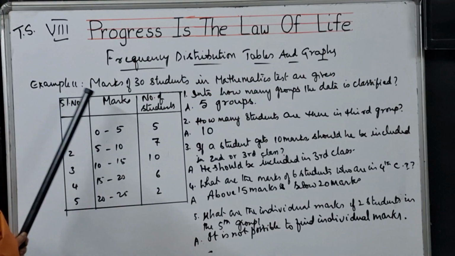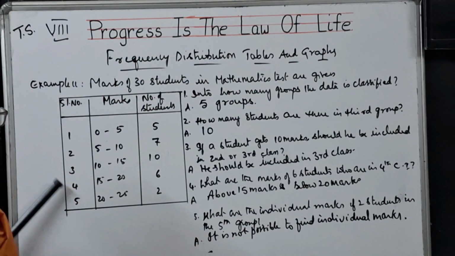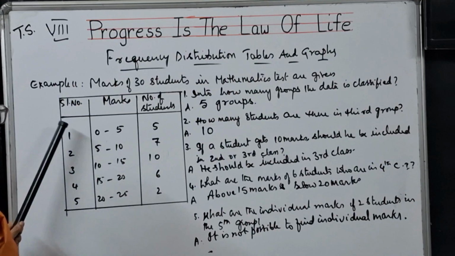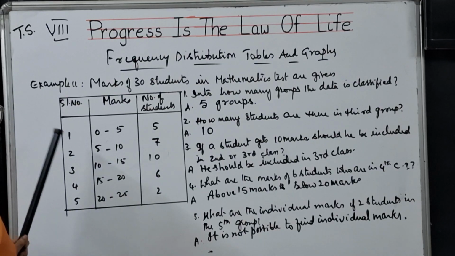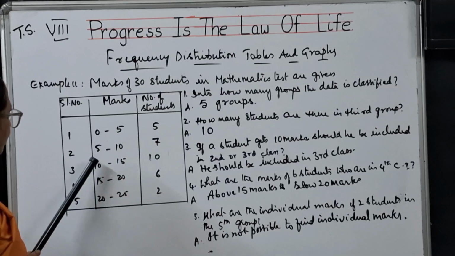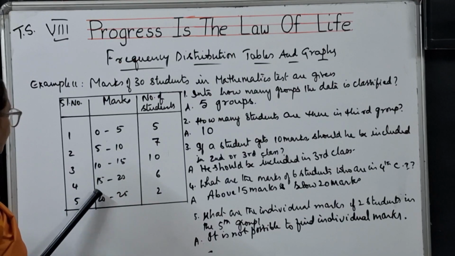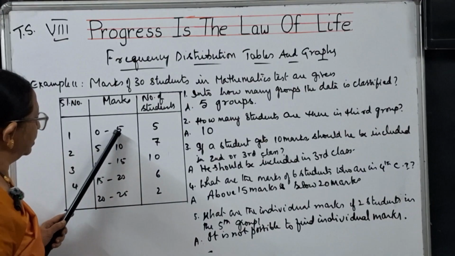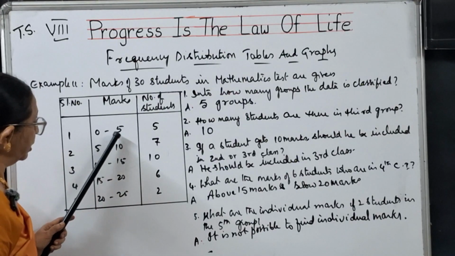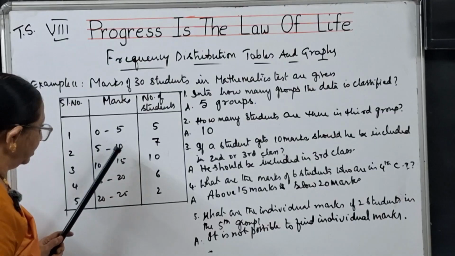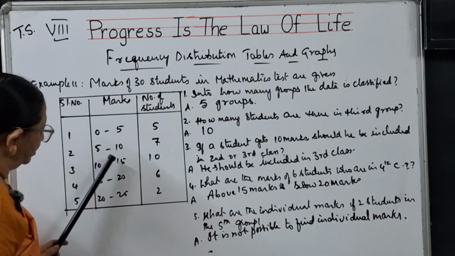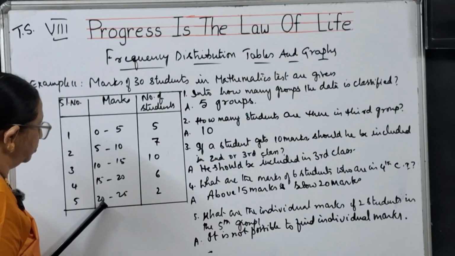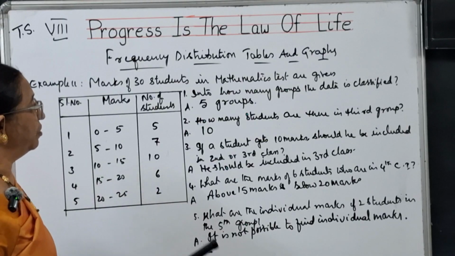Once again, they have given 30 students' marks here. 1, 2, 3, 4, 5 groups, 5 classes, you can say they are classified, and 0 to 5 marks here, 5 to 10 here, 10 to 15 here, 15 to 20 here, 20 to 25 here. But in this case, you are seeing that these two are repeating. So 5 marks should be included here, not here. 10 marks should be included here, not here. 15 marks should be included here, not here. 20 marks should be included here. So that you should have clarity.